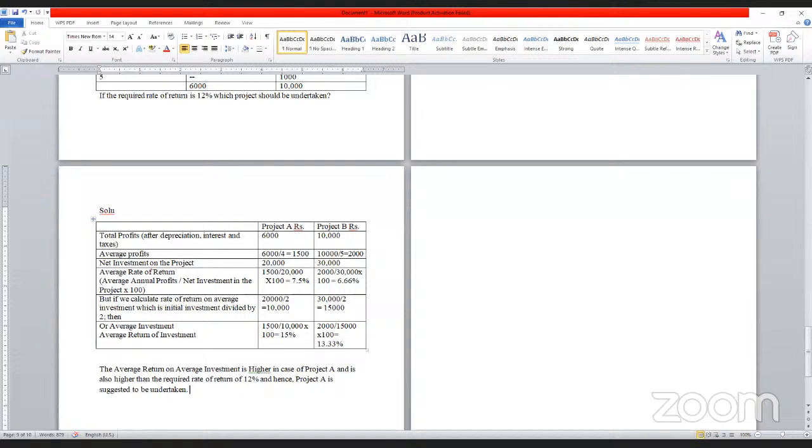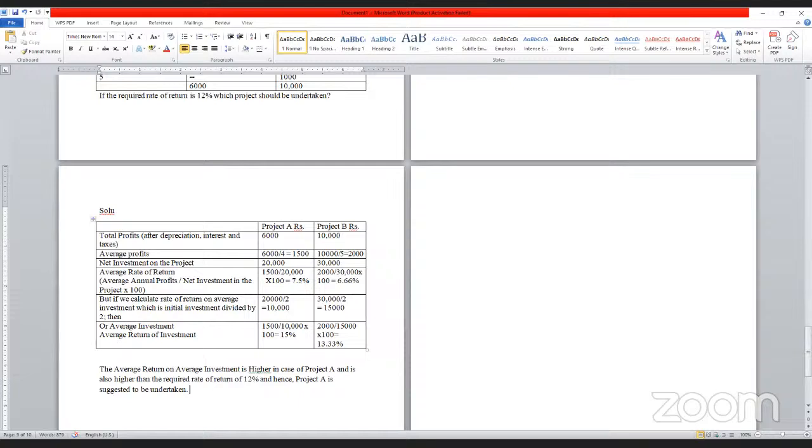Comparatively, this method is calculating the rate of return. This method is basically based upon accounting concepts of profits, so it can be readily calculated from the financial data. If you have financial data, this method can be calculated easily. So these are the advantages of the rate of return method. Even though this method has advantages, it has some disadvantages also.